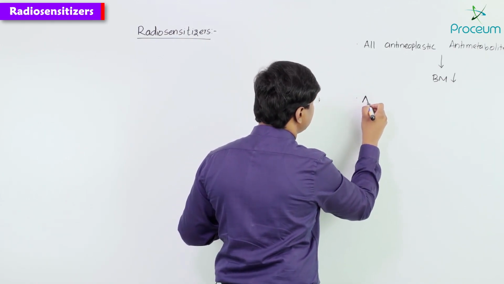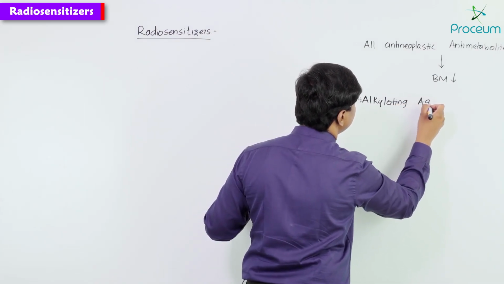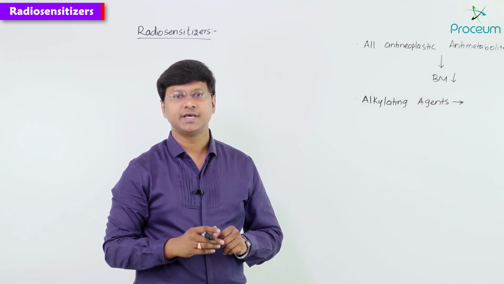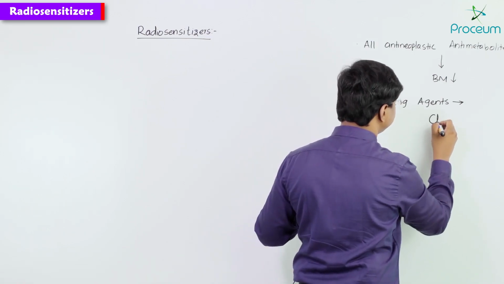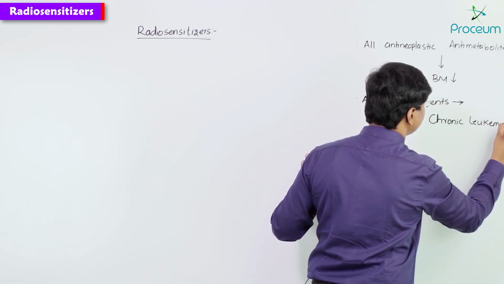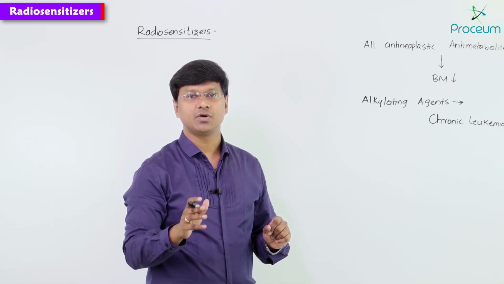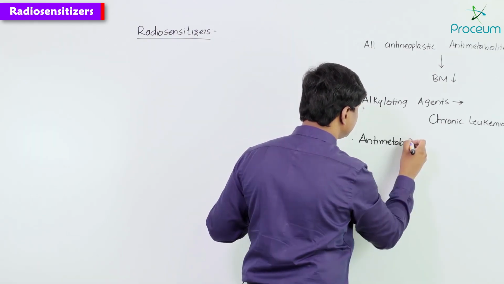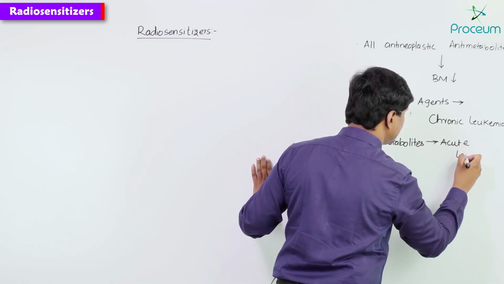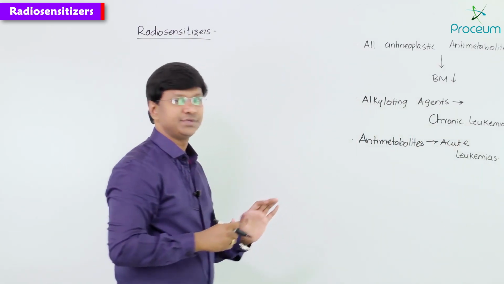Now, you take the alkylating agents. Remember, alkylating agents are used for the treatment of chronic leukemias. Whereas the anti-metabolites are commonly used for the treatment of acute leukemias. So this is the very important point you should remember.